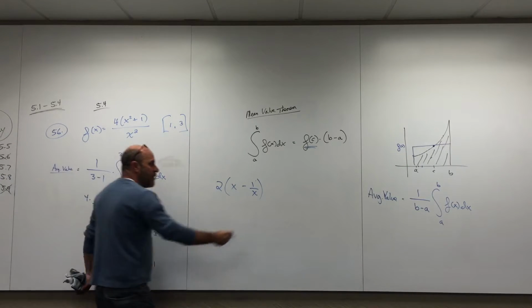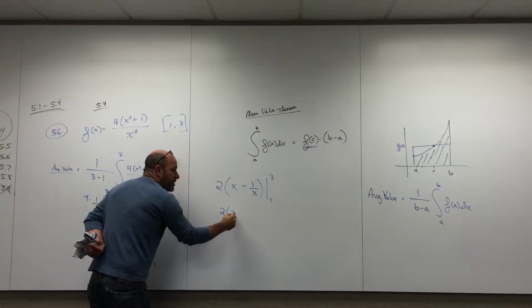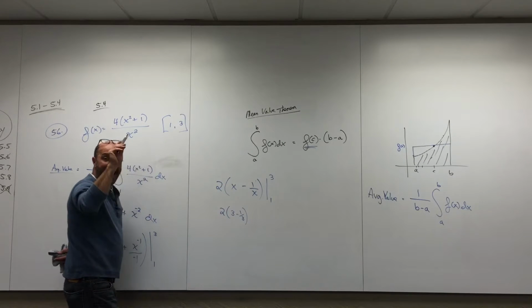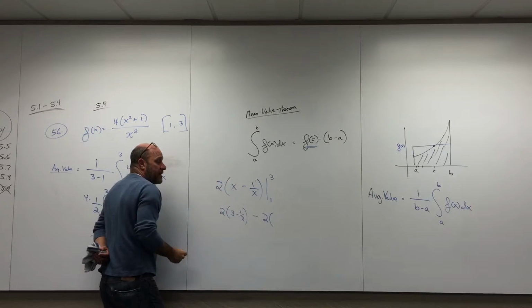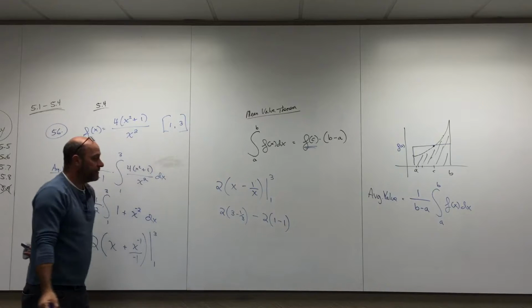All right, now I'll put in my 1 and my 3. Here I go. I plug in my 3. It's 2 times 3 minus a third. That's what happens when you plug in a 3. Minus the 2 times, and then you're plugging in the 1. 1 minus 1. That's kind of cool.